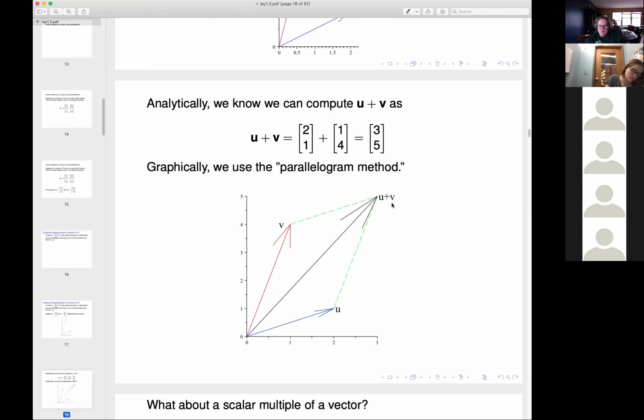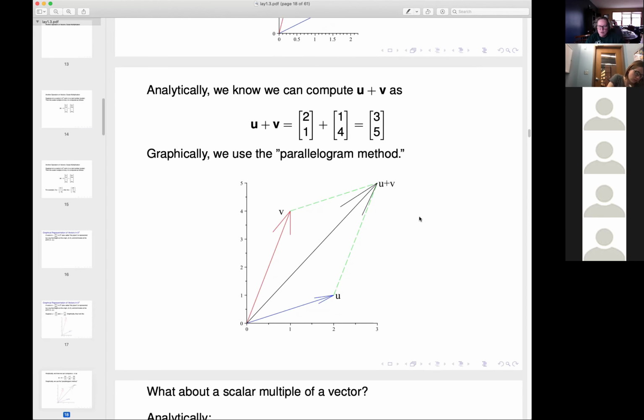Now, some of you, if you've had physics, might be familiar with the parallelogram method of adding vectors. And basically what that does, can you guys see my mouse?